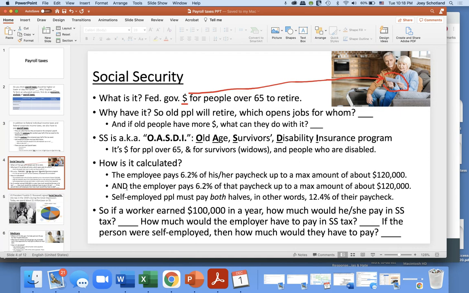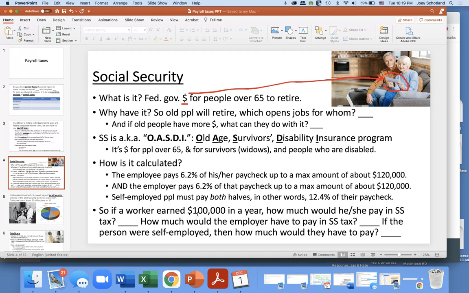And here comes the other half. The employer also pays 6.2% of your paycheck, again, up to a maximum amount of about $120,000. Any money that the worker earns above that, the employer does not have to pay Social Security tax for that money. Again, if you're self-employed, if you have your own landscaping business, those people must pay both halves. In other words, 12.4%. 6.2 plus 6.2 is 12.4% of their paycheck to the government in Social Security tax.